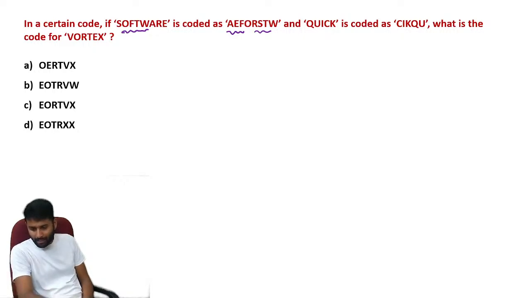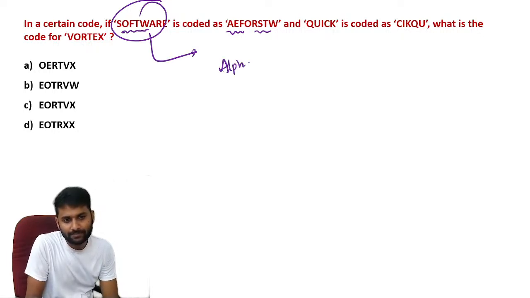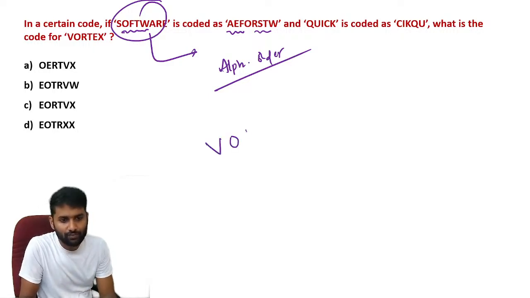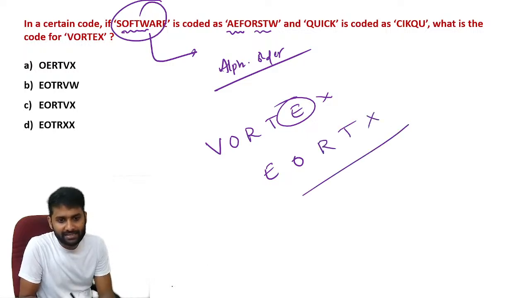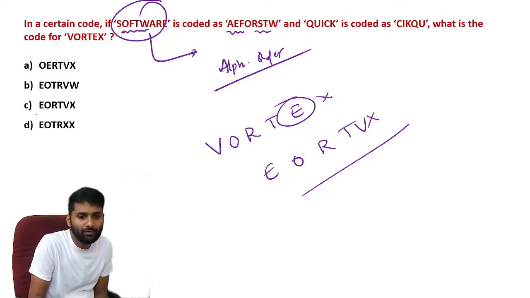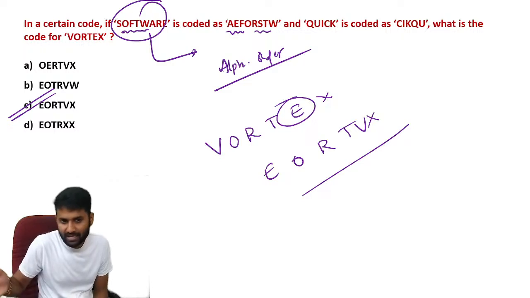Anyone? See, this is all about arranging all these letters in alphabetical order. Alphabetical order, that is the logic, guys. Let's check with vertex: V, E, R, T, E, X. Then the first letter must be E. According to the alphabet, the next letter must be O. Then R. Then T. Then X. So the answer is E O R T V X. Letters are jumbled, but how it is jumbled is the logic: it's in alphabetical order.